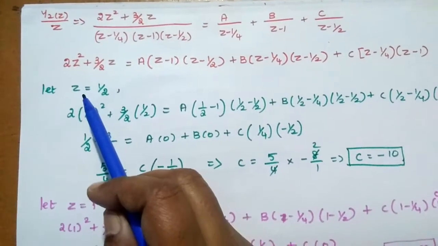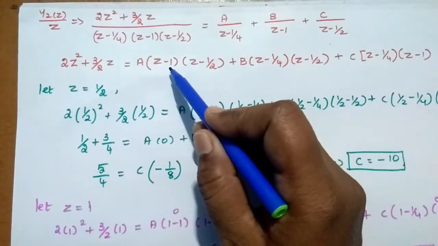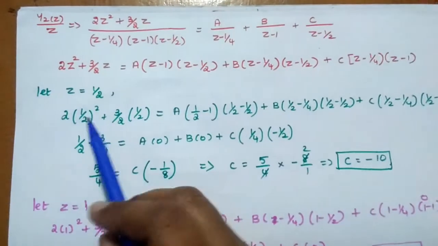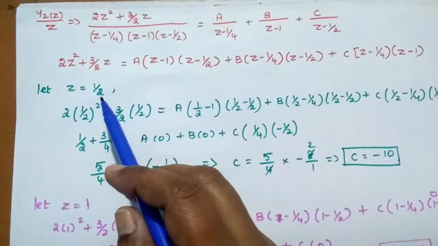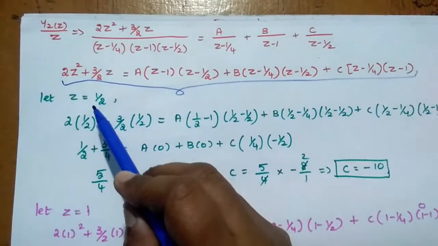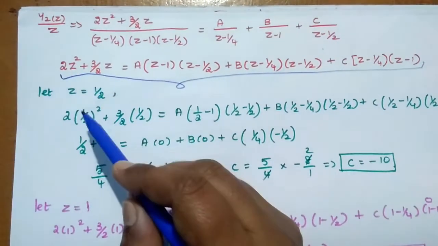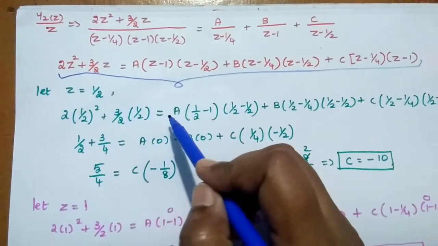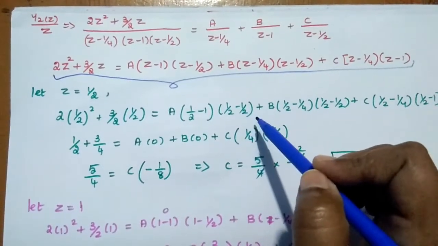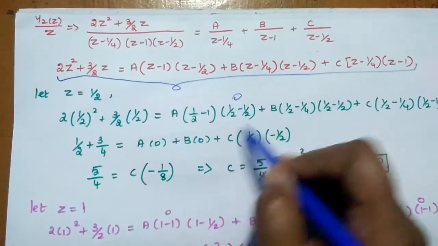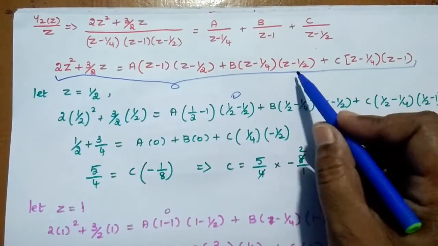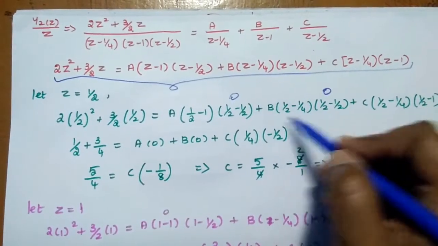So let us assume z is equal to 1/2. Any one of the values you can assume first; either we can say z is equal to 1, or z is equal to 1/2, or z is equal to 1/4. So here I assume z is equal to 1/2, and in this expression, everywhere we use this value alone. So z is equal to 1/2 means this becomes 2 into (1/2) the whole square plus 3/2 into 1/2, that is equal to a into (1/2 minus 1) into (1/2 minus 1/2). Correct, so this term becomes 0, the whole a term becomes 0. And likewise b into (1/2 minus 1/4) into (1/2 minus 1/2), this term becomes 0, so the whole b term becomes 0.